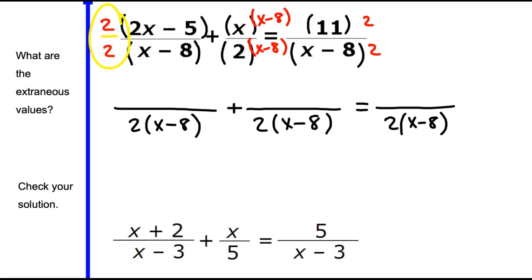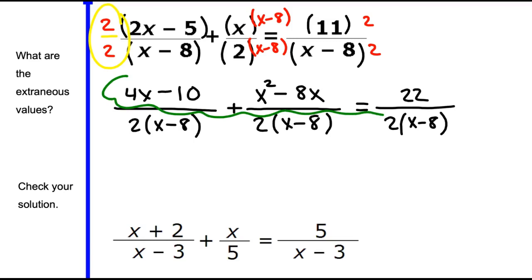So 2x minus 5 over x minus 8, that's the same as 4x minus 10 over 2 times x minus 8. And you have to multiply the numerator stuff out, but you don't have to multiply the denominator stuff out. Just leave it. X squared minus 8x there, I'll be adding that, and then 22 here. So now we just need to solve the numerator stuff, and we're good to go. Check for extraneous after that.